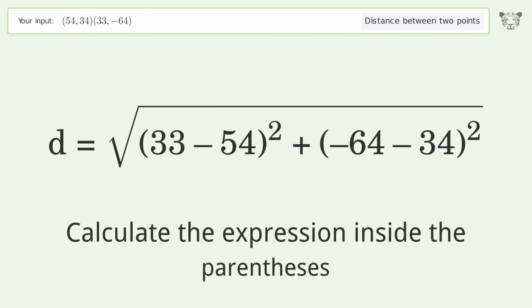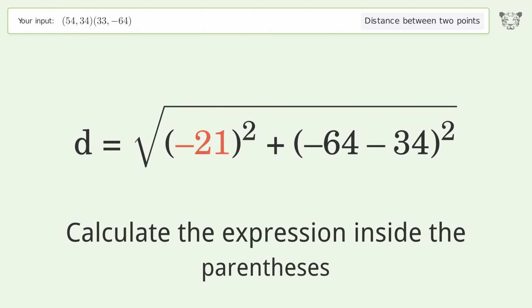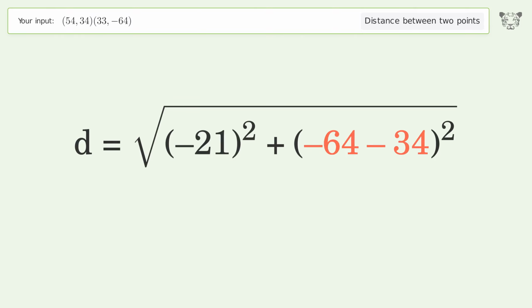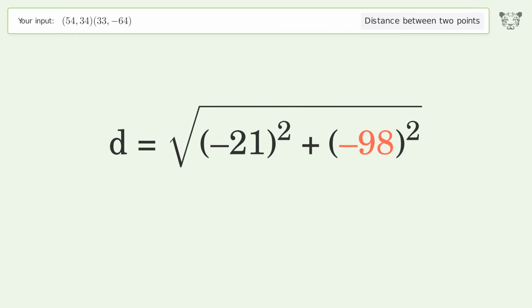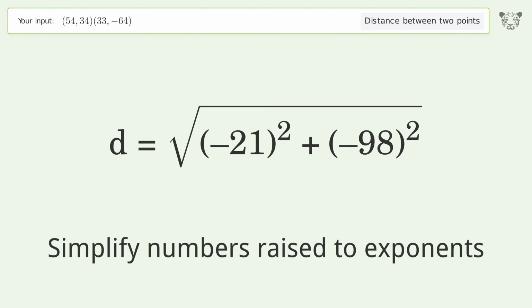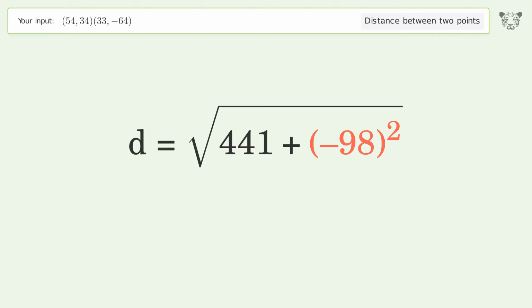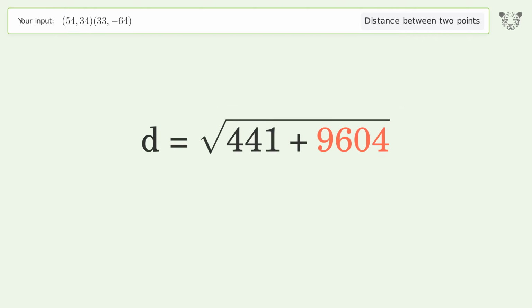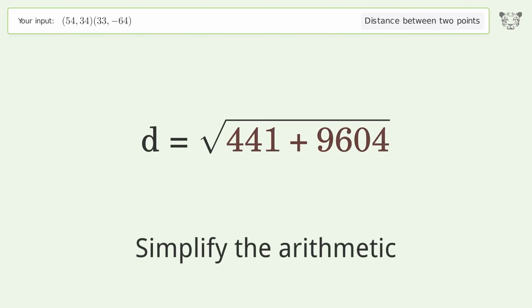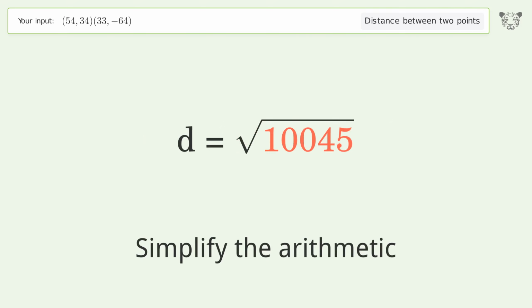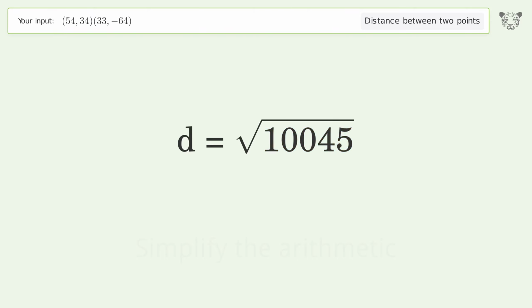Calculate the expression inside the parentheses. Simplify numbers raised to exponents. Simplify the arithmetic. And so the distance between the 2 points is the square root of 10,045 or 100.225.